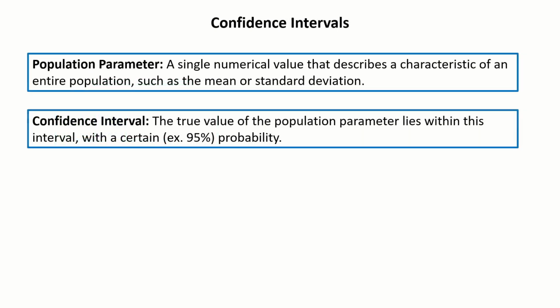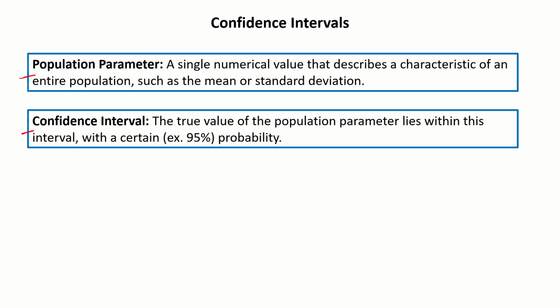Alright, so before we get into confidence intervals, there are two terminologies that we need to know. The first is the population parameter. So this is a single value that describes a characteristic of an entire population, such as the mean or the standard deviation, for example. Now the population parameter is typically calculated from a sample, but it's meant to represent the entire population, although it won't be that accurate.